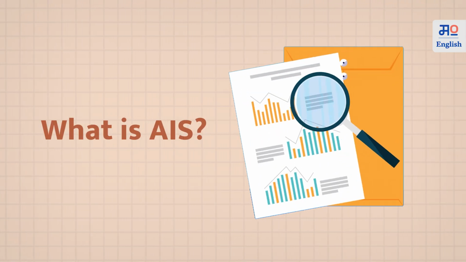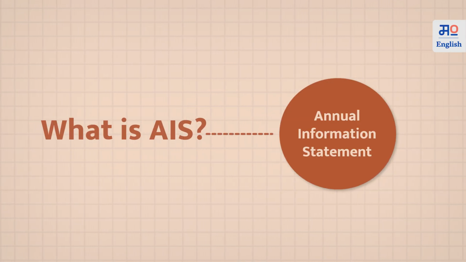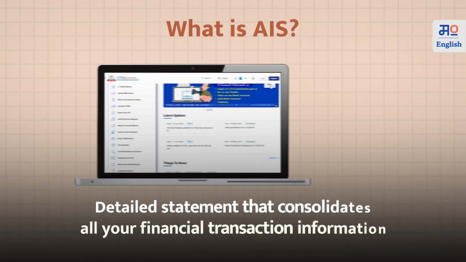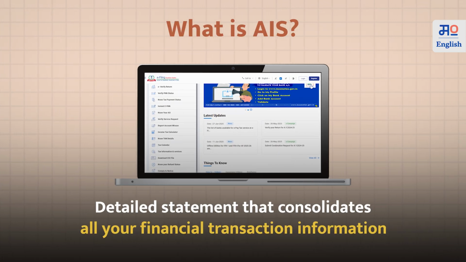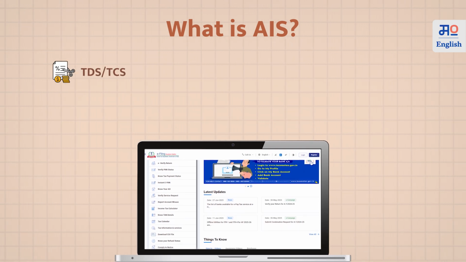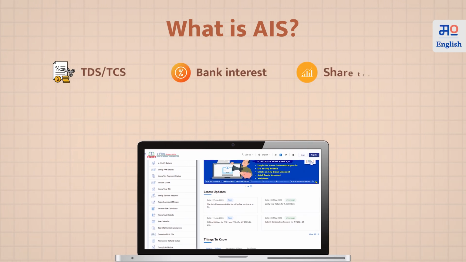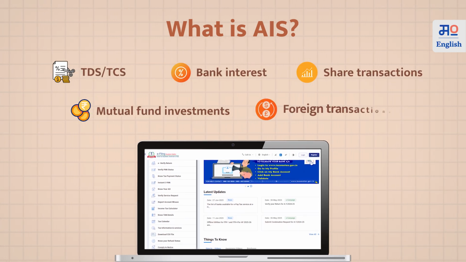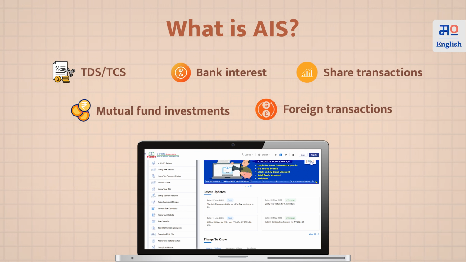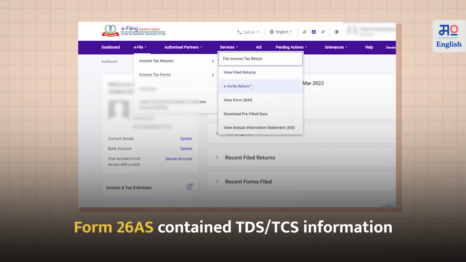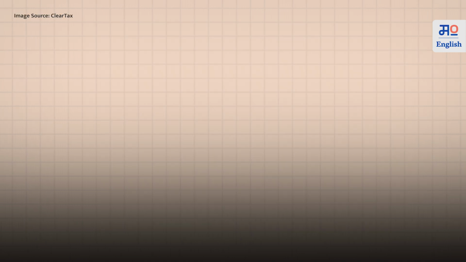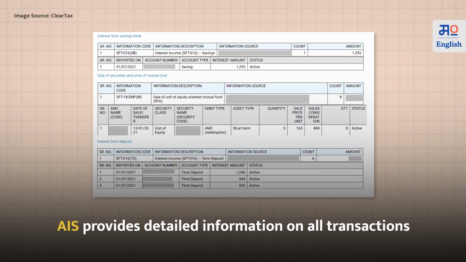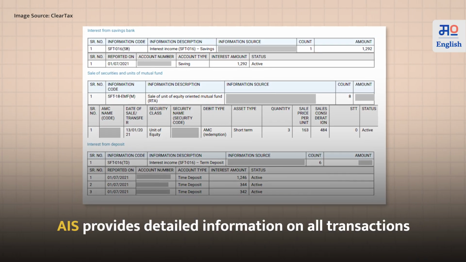What is AIS? AIS stands for Annual Information Statement. It is a detailed statement that consolidates all your financial transaction information. It includes your TDS, TCS, bank interest, share transactions, mutual fund investments, foreign transactions, and much more. Earlier, Form 26AS only contained TDS, TCS information, but now AIS provides detailed information on all your financial transactions.